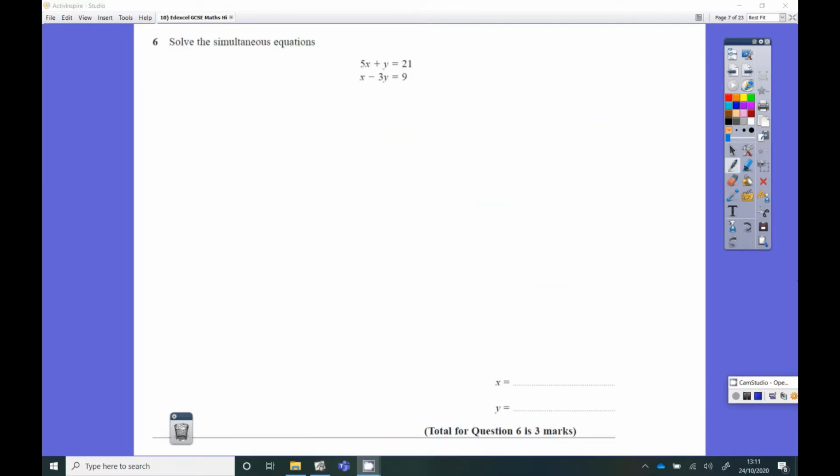So question 6. To solve a simultaneous equation, we need to eliminate either the x's or the y's. Now let's call the top one equation 1 and the second one equation 2. If I was going to line up the x's, I'd have to take equation 2 and multiply everything by 5. That's absolutely fine. I think I'm going to go down the other route though. I'm going to take equation 1 and multiply all the terms by 3. So I get 15x plus 3y equals 63. And then I'm going to bring equation 2 underneath it.